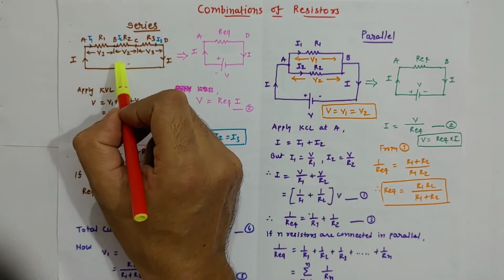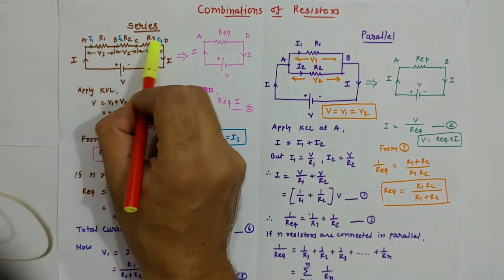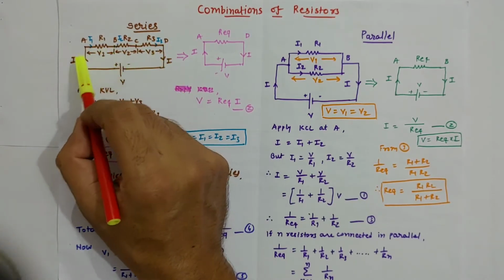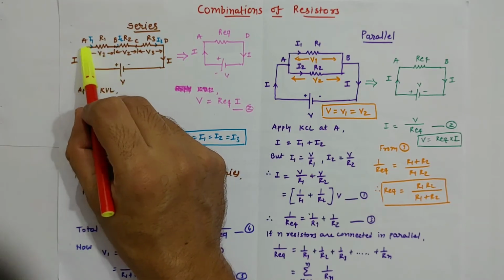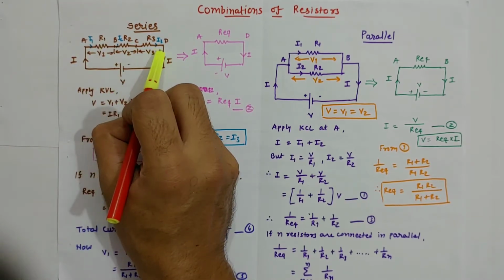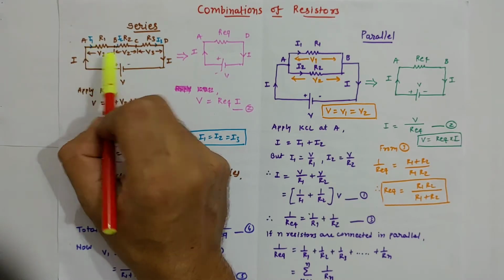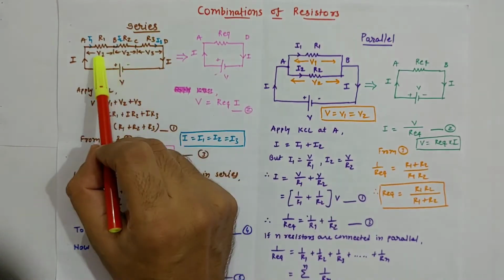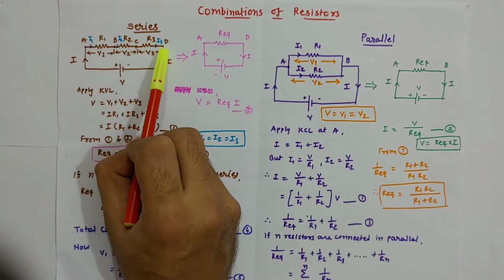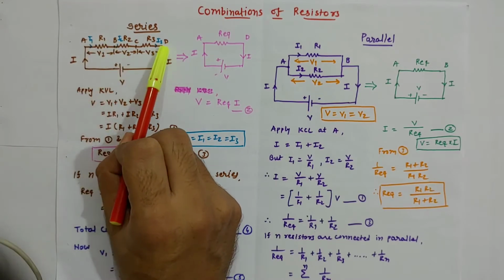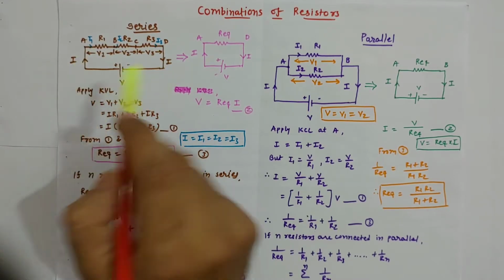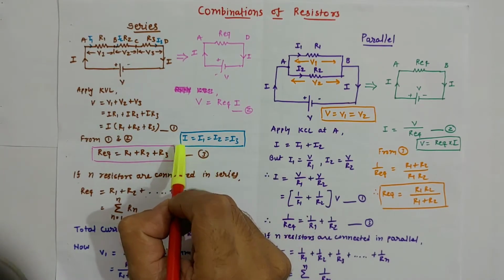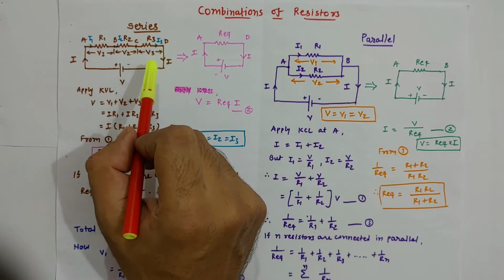Here you can see that we are supplied with voltage V, and because of that the current I flows in this combination. Current I is flowing in resistors R1, R2 and R3. If we say I1, I2 and I3 are the currents in the resistors, the same current I is flowing in each resistor. That's why the values of I1, I2 and I3 are the same as I. We can write I equals I1 equals I2 equals I3. The current in all the resistors is the same.